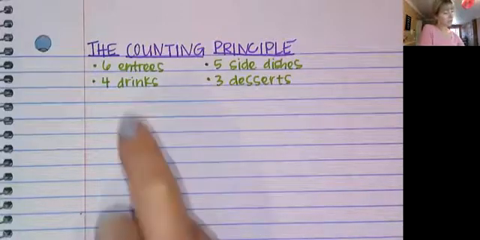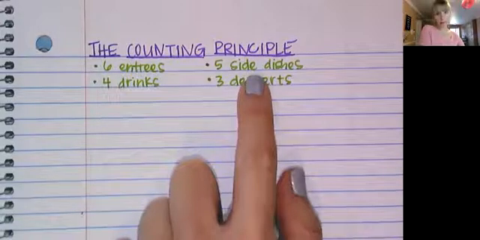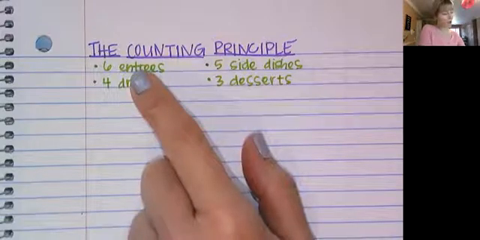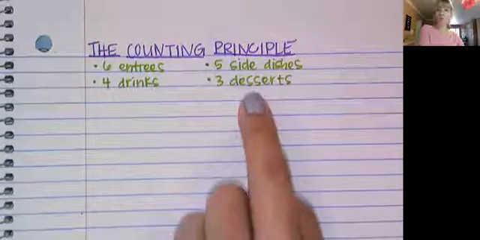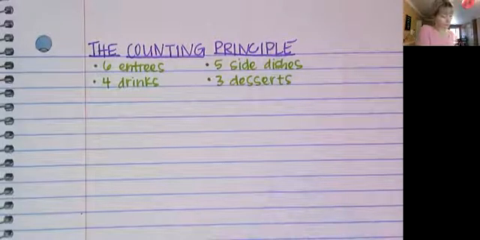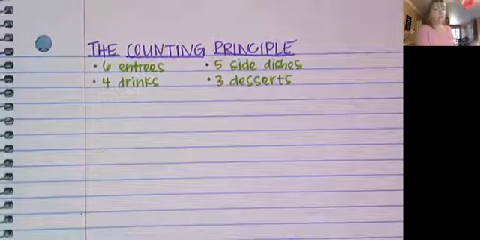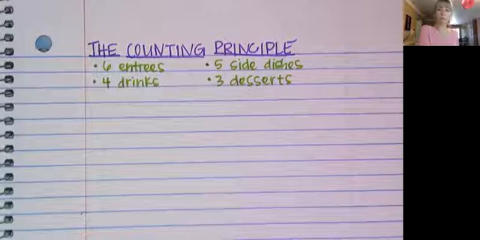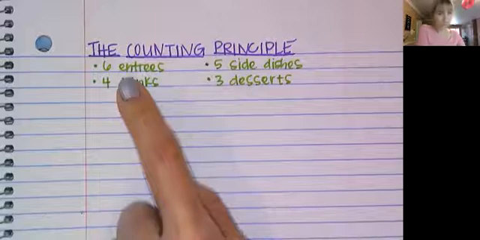So on this menu, you get to choose an entree. You get to choose a side dish to go with your entree. Entree means your main dinner, main meal. And then you can choose a drink, and you can also choose a dessert. So on this limited menu, instead of listing out exactly what all of those entrees and side dishes and drinks and desserts are, all you really need to know to use the counting principle is how many of them there are. So let's say on this list there are 6 entrees you can choose from.